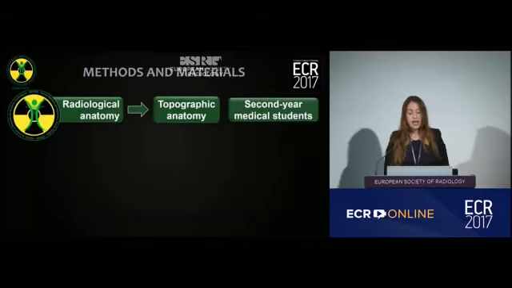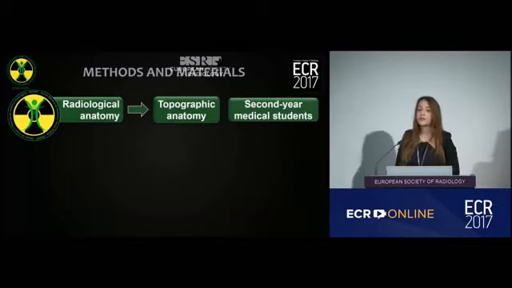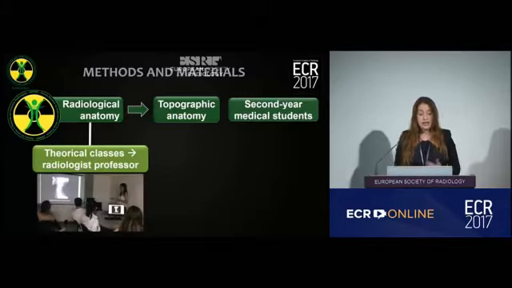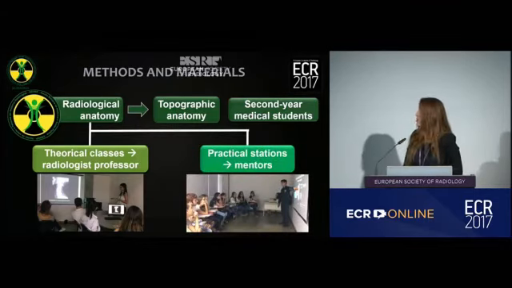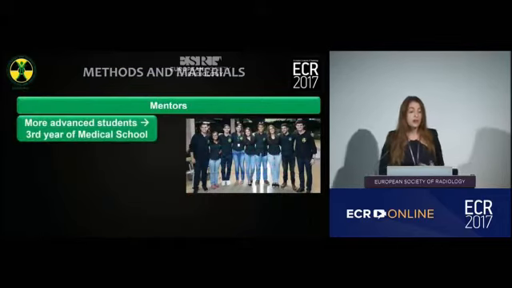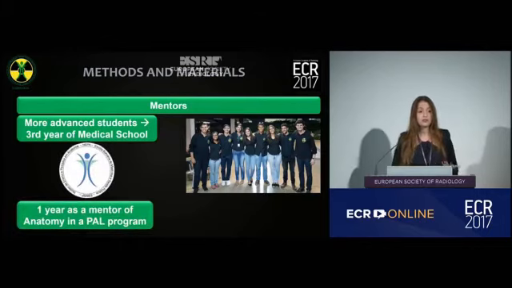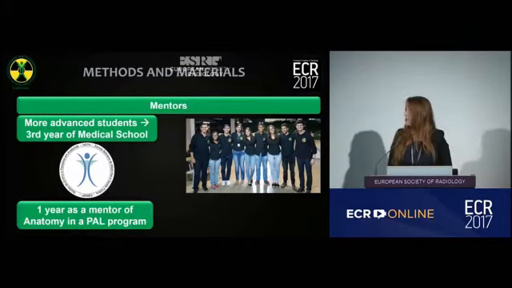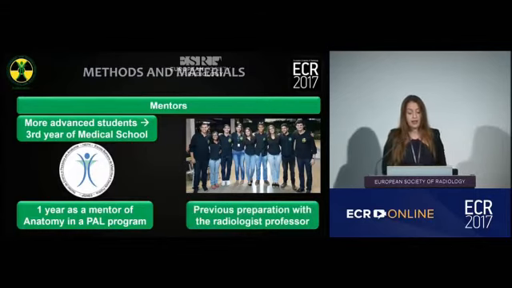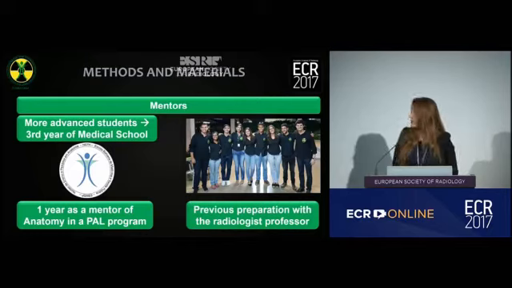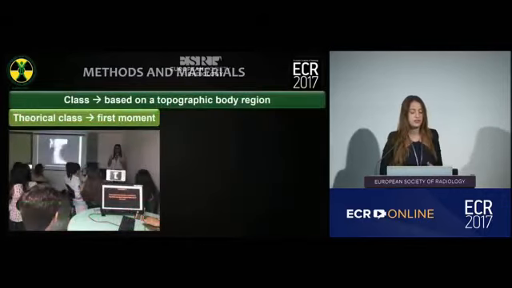Radiological anatomy happens in parallel with topographic anatomy for second-year medical students, and it happens through theoretical classes with a radiologist professor who has large experience in medical education, and also practice stations with mentors. These mentors are also more advanced students in the third year of medical school, and they also taught anatomy for 1 year as mentors in another peer system learning program at the same school. They also have previous preparation with the radiologist professor about the practice stations they are going to present to the students.